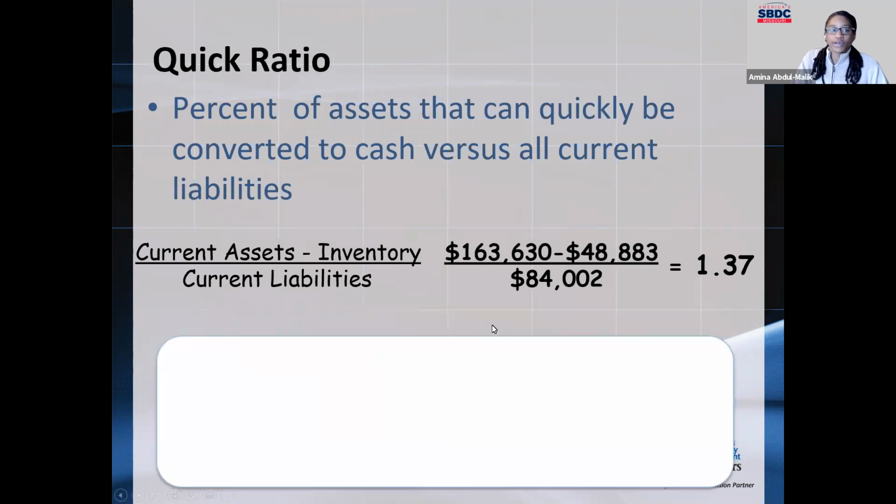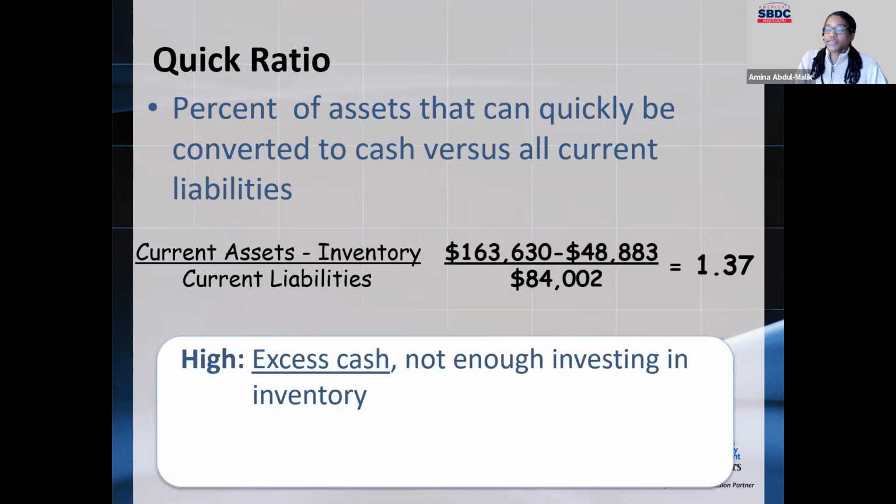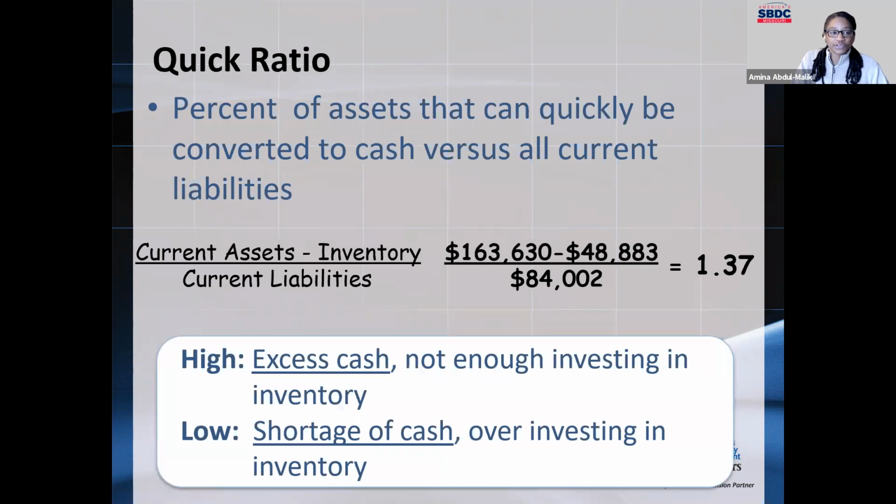And then we finally have the quick ratio. This is another one that lenders like to use very often. Anything that shows liquidity, lenders love to see, because what a quick ratio shows is the percent of assets that can quickly be converted to cash versus all of your current liabilities.